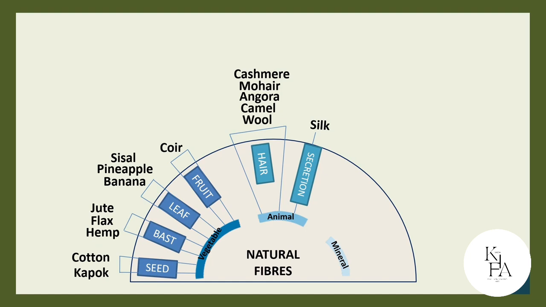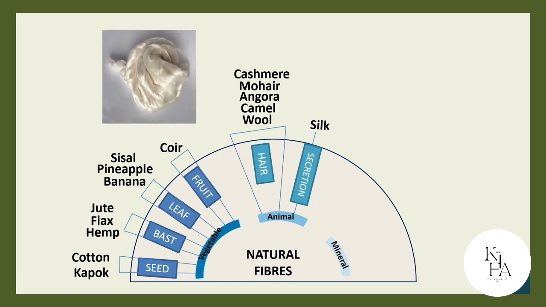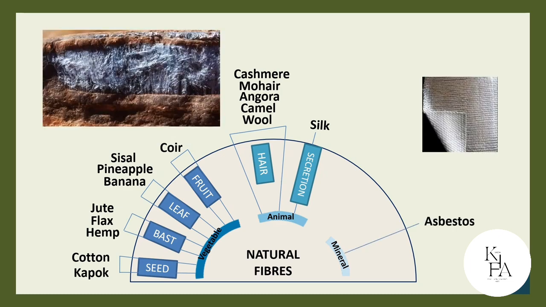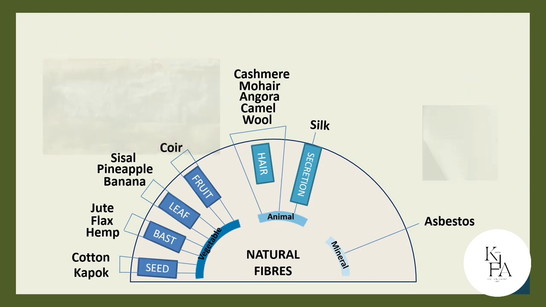Now if we talk about mineral fibers, we have asbestos, which is a group of fibrous silicate materials. This is all for the natural fibers. Now let us move on to the machine-made fibers.